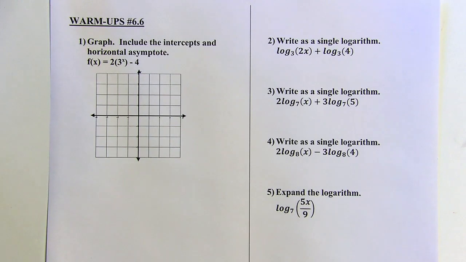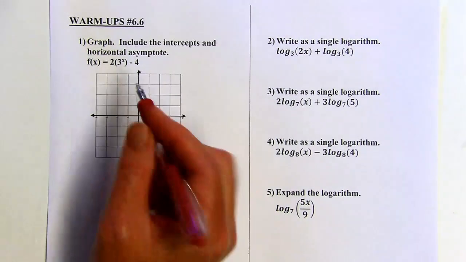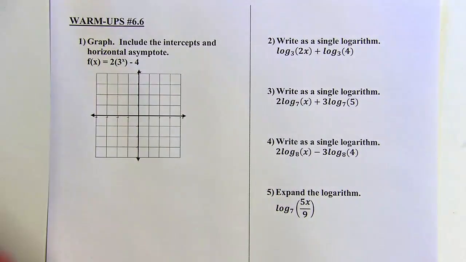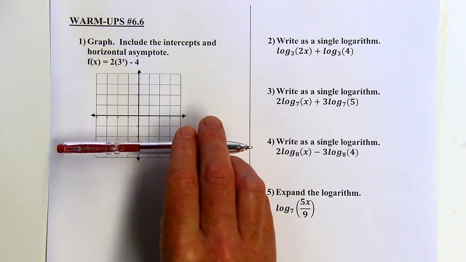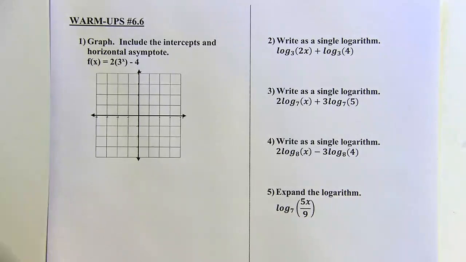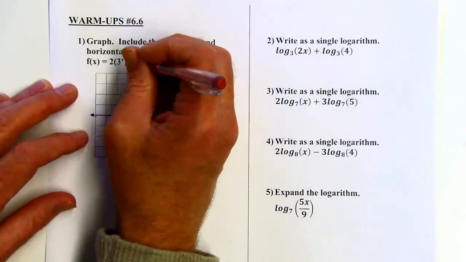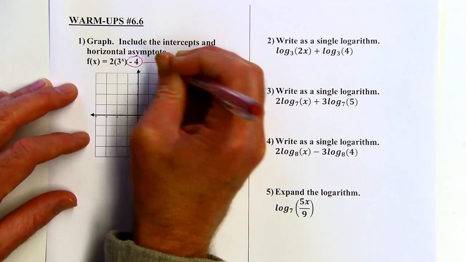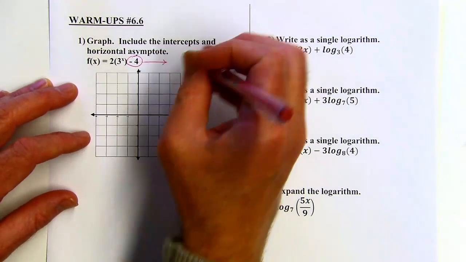Okay, here's warm-up 6.6. Let's graph this exponential function. So good to know that an exponential function is always going to have a horizontal asymptote. I mean, it tells me in the question there. But it's going to have a horizontal line that it uses as a guide for the curve, okay? So the way to find where to put that line is always what's added or subtracted to the end.